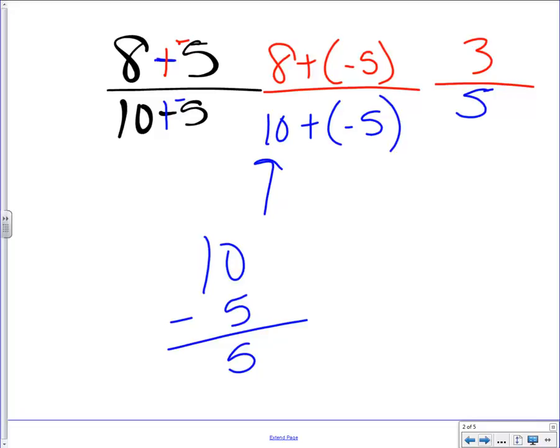Now, I told you that this fraction bar means divide. If I could divide 5 into 3 evenly, I would divide. But since it becomes a decimal number, I'm going to leave it in this fraction form. So 3/5 is my final answer.